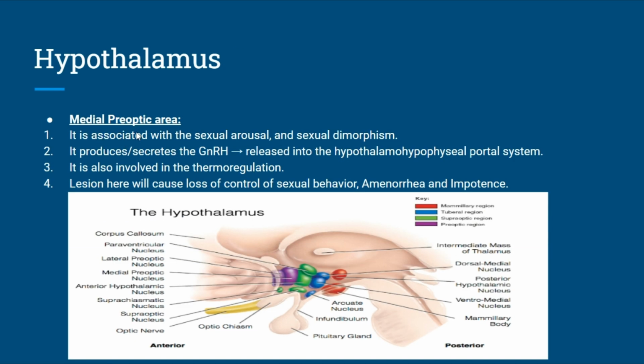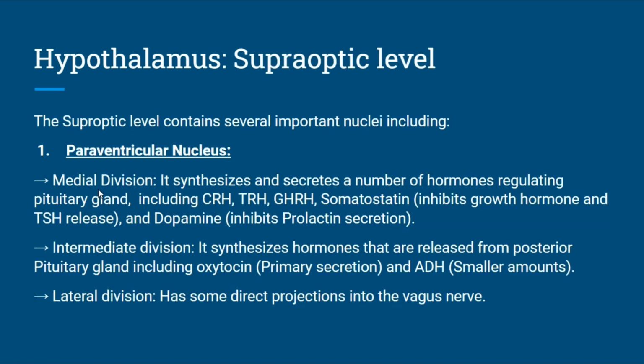The medial preoptic area right here is associated with sexual arousal and sexual dimorphism. It secretes GnRH, which is released into the hypothalamo-hypophyseal portal system. We're going to discuss that later. It is also involved in thermoregulation, and lesions here will cause loss of control of sexual behavior, amenorrhea, and impotence.